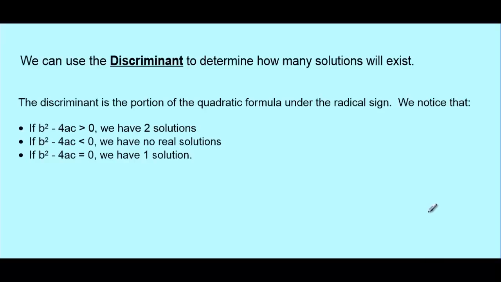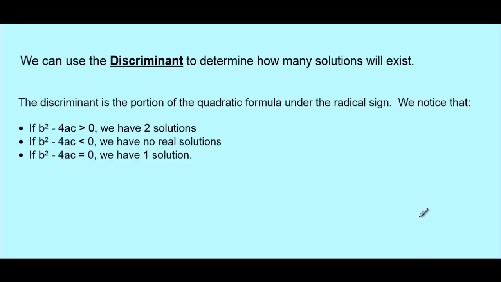If the discriminant, or b squared minus 4ac, is greater than 0, or a positive number, we'll have 2 solutions. If it's a negative answer, or less than 0, we'll have no real solutions. And if the number underneath the square root, that discriminant, equals 0, well, that means we're going to have 1 solution.